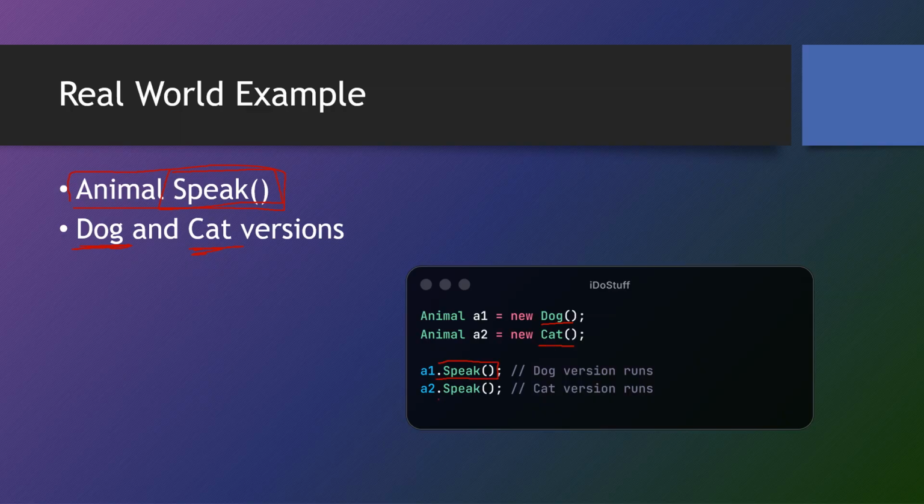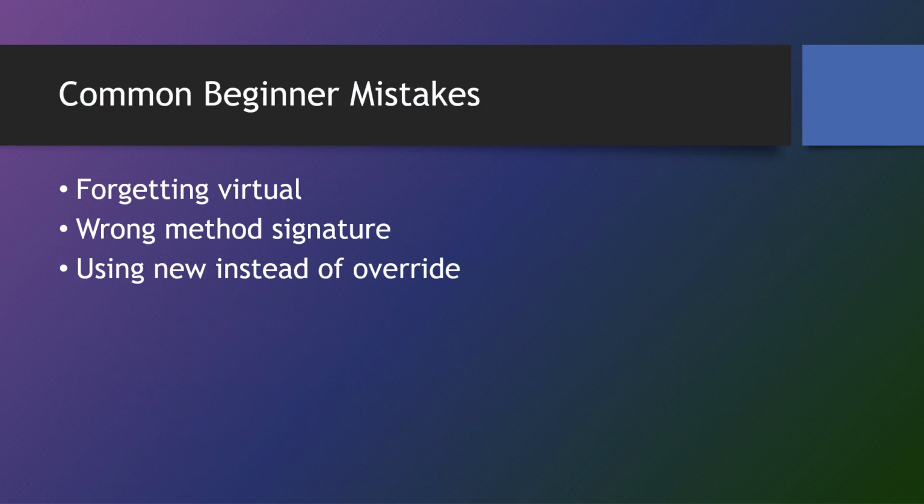Common beginner mistakes. A common mistake is forgetting to mark the base method as virtual. Another is getting the method signature slightly wrong. Some beginners also accidentally use the new keyword instead of override, which hides the method instead of overriding it. Once you understand the rules, these mistakes are easy to avoid.